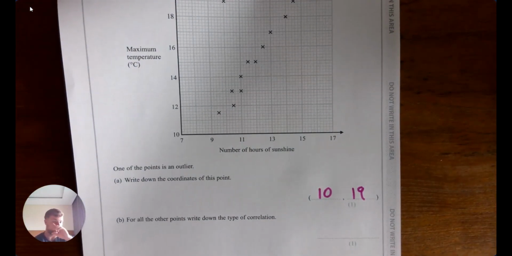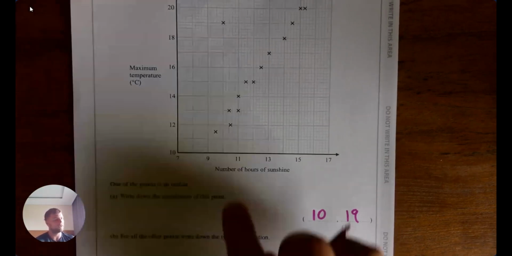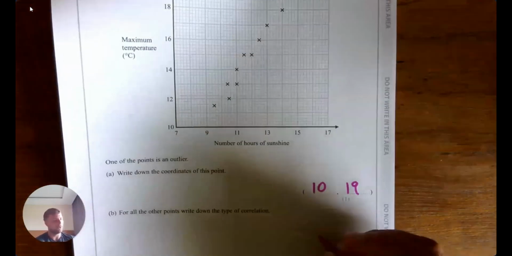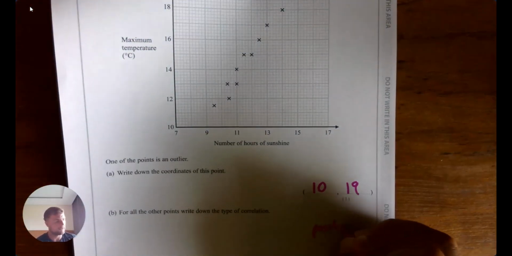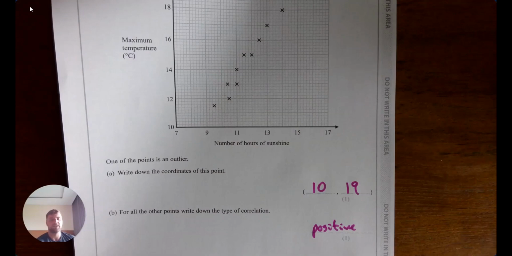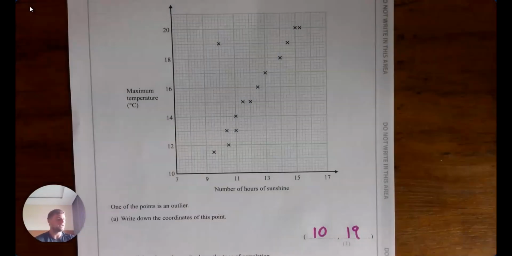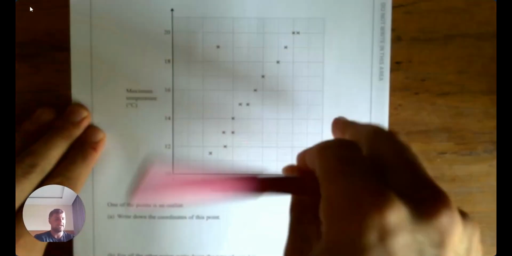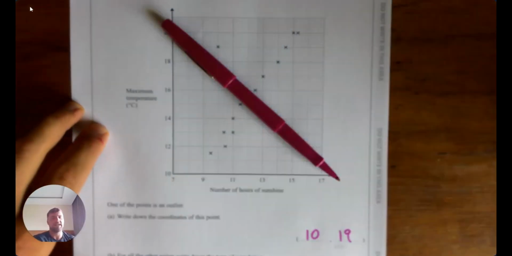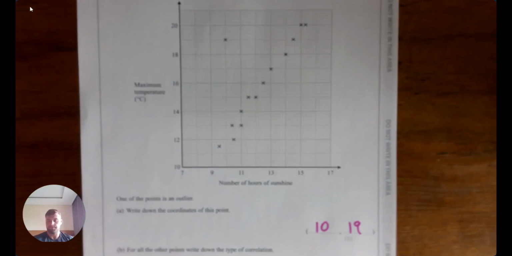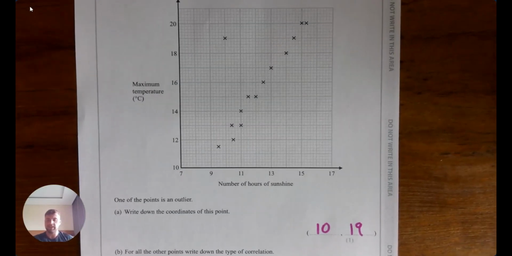For all the other points, write down the type of correlation. So they all follow a straight line going from the bottom up to the right. So that is a positive correlation. If they were kind of scattered, there'd be no correlation. If they were going from here downwards to here, so where my pen is now, that would be a negative correlation.